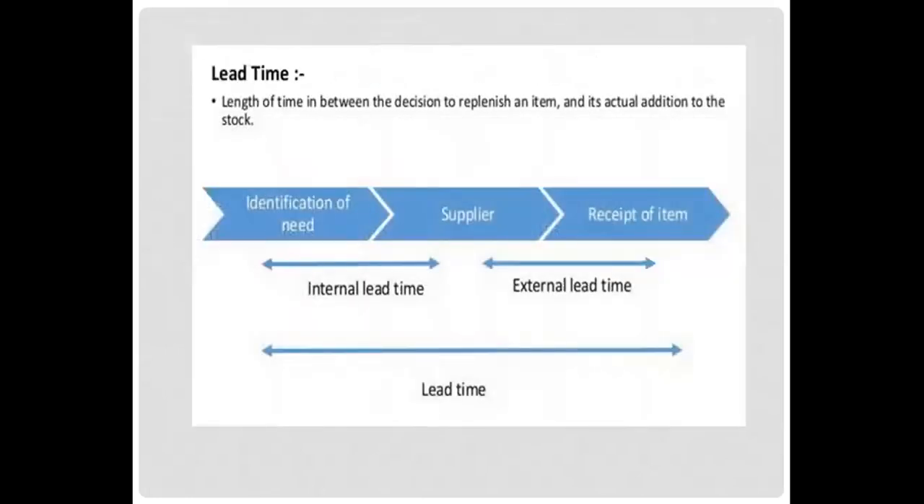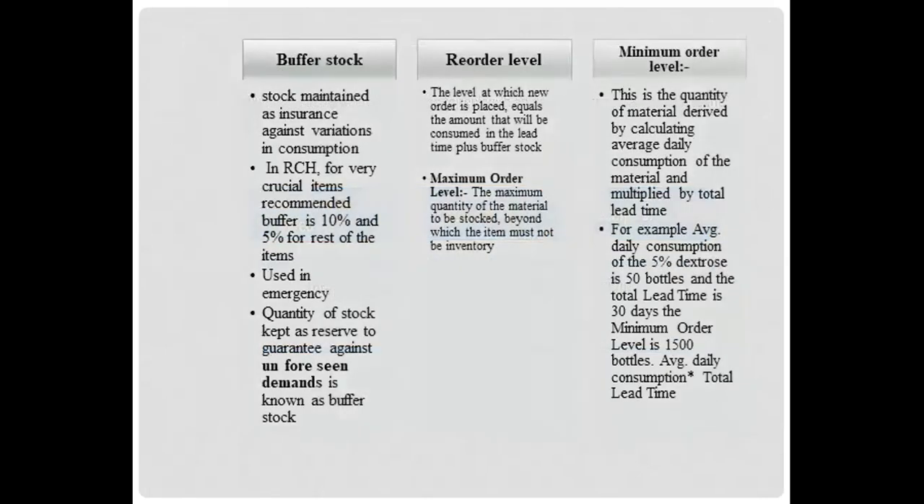Lead time is the time between identification of need and receipt of the item, and buffer stock is the stock which is maintained as insurance against any emergency situation and unforeseen demands. Reorder level is the level at which a new order is placed, equal to the amount that will be consumed in the lead time plus buffer stock. There is also maximum order level, which is the maximum quantity of material to be stocked beyond which the item must not be in inventory. And minimum order level is the quantity of material derived by calculating average daily consumption of material.